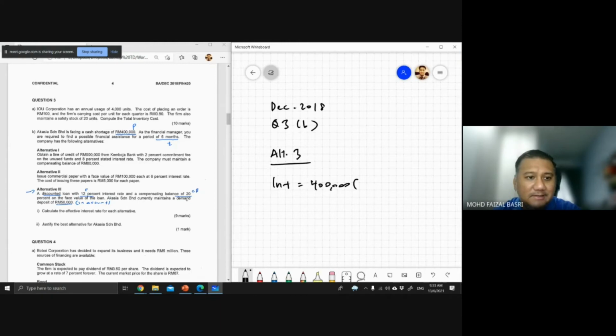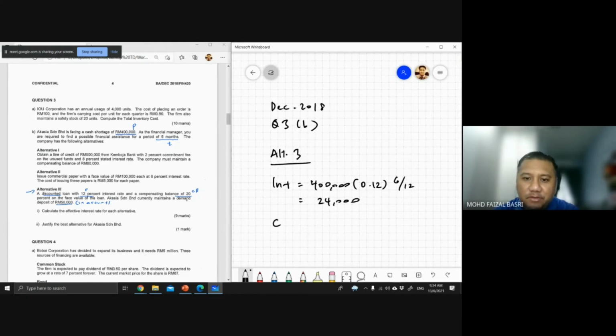The rate is 12%, based on alternative 3. And for how long? For 6 months. So 6/12. The ones in the notes, kita guna tadi always 1 year kan, but here it's for 6 months. So I put here 6/12. So 400,000 times 12% times 6/12. So it's 24,000 ringgit. Okay, 24,000 ringgit is the amount of interest.